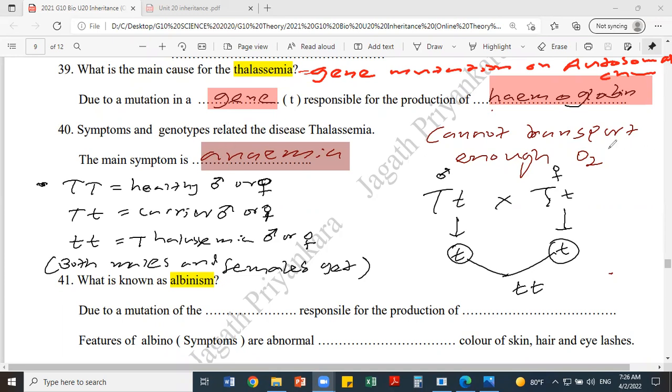Any question? Nivedita, are you still writing this? Or do you have a question to ask? Sumel?